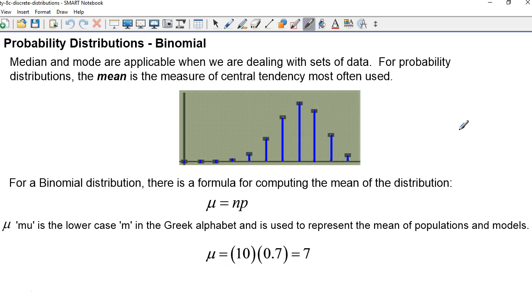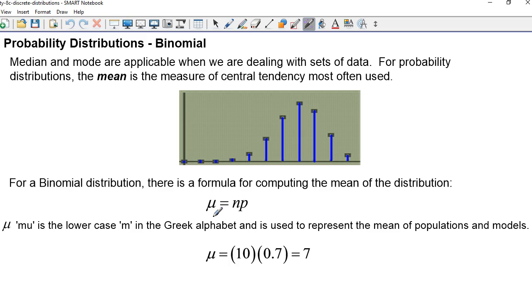So for a binomial distribution, there's actually a formula for computing the mean, right? And it's kind of like the lambda value that we talked about for Poisson, right? The symbol we're going to use for the mean, though, is mu. It actually looks like a U with a tail on it, but it really represents the lowercase m in the Greek alphabet. It's pronounced mu, and we use Greek letters when we're talking about means for populations or for models. We tend to use the x bar value, the x with a bar over it, when we're talking about a particular set of data, and that's called a statistic.